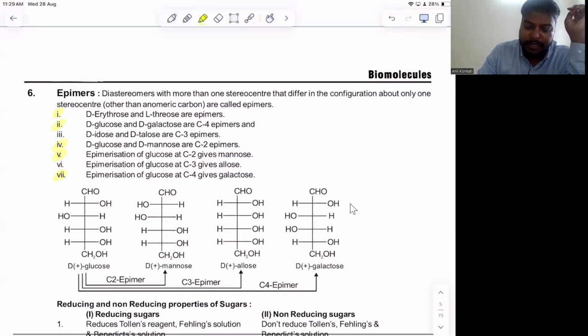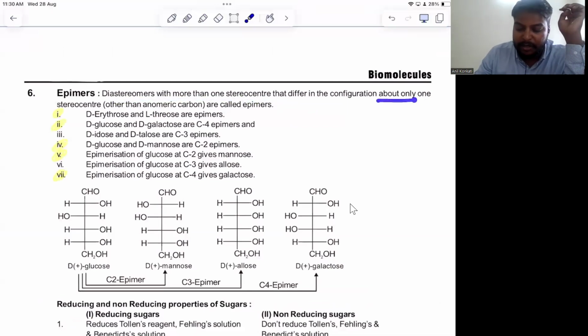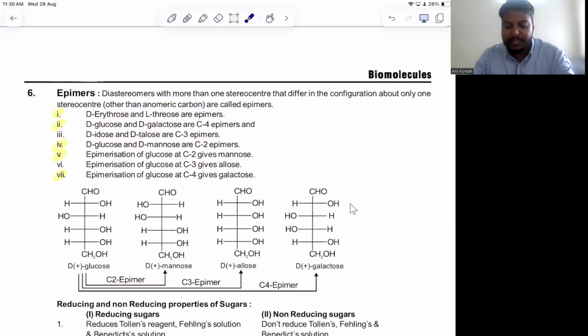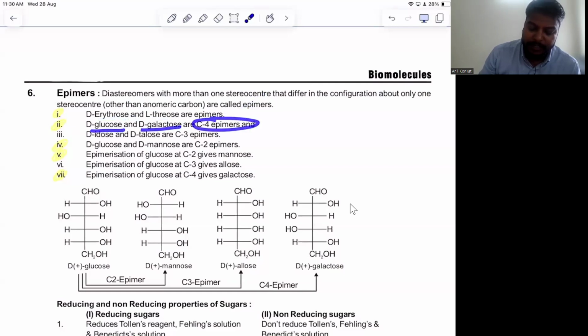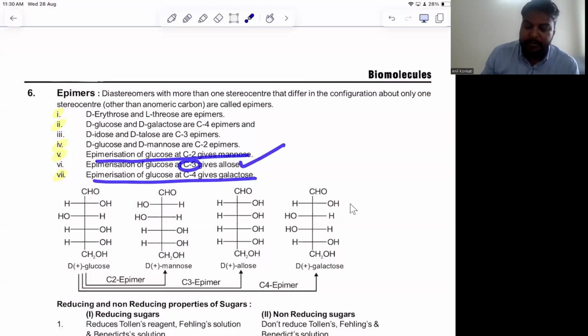What are epimers? Diastereomers with more than one stereo center, but configurational change only at one stereo center. If there is one stereo center other than the anomeric carbon, and there is a change at one chiral center, it is called epimers. Erythrose and threose are epimers of each other. D-glucose and D-galactose at carbon 4 are epimers. D-glucose and D-mannose at carbon 2 are epimers. And at carbon 3 position, allose will be the epimer.